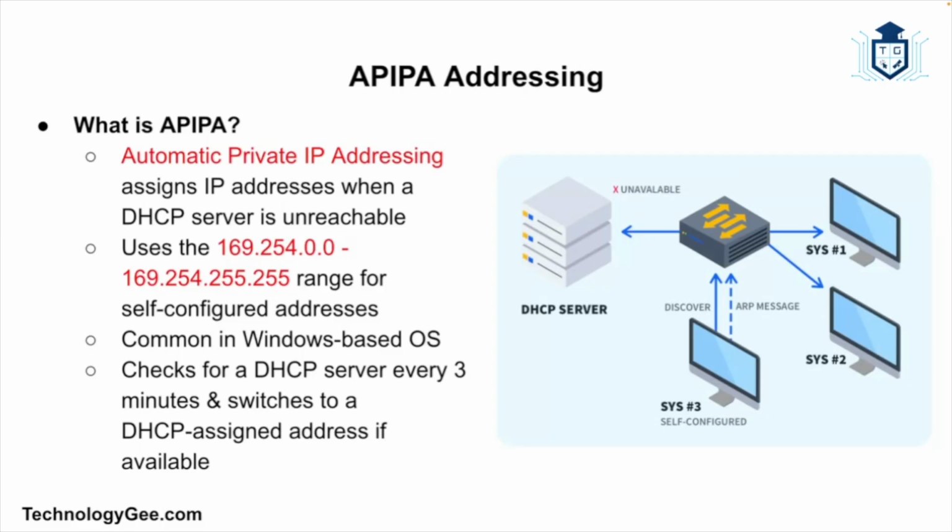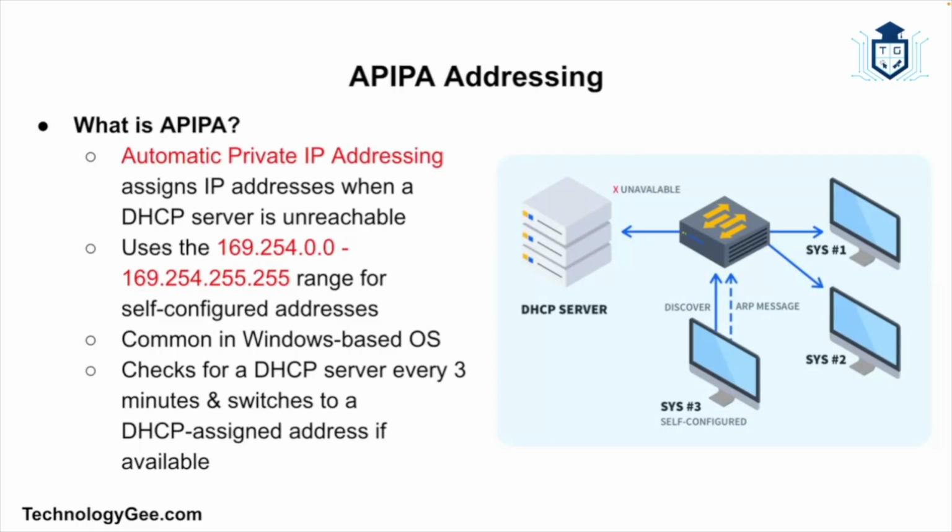So if a router does not have enough IP addresses for the devices that need to connect to it, APIPA IP addresses are assigned, and APIPA IP addresses range from 169.254.0.0 all the way through 169.254.255.255. APIPA IP addresses are assigned to devices arriving after the pool of addresses is used up. And once again, APIPA stands for Automatic Private IP Addressing, which is a feature in Windows-based operating systems that enables computers to automatically self-configure an IP address and subnet mask when their DHCP server isn't reachable.